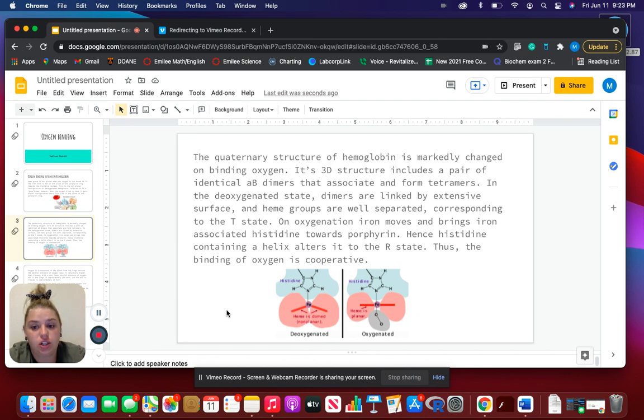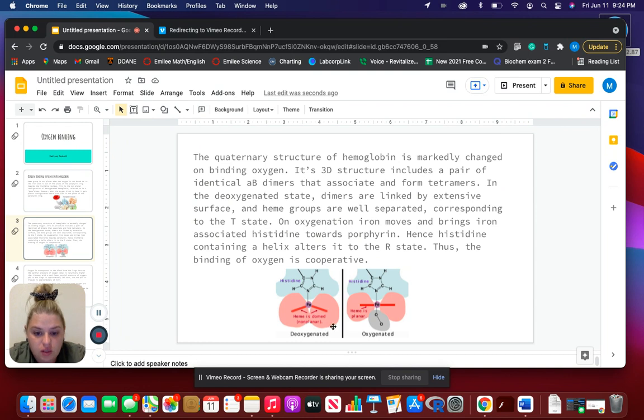The quaternary structure of hemoglobin is markedly changed on binding oxygen. Its 3D structure includes a pair of identical alpha and beta dimers that associate to form the tetramer. In the deoxygenated state, dimers are linked by extensive surface contacts, and the heme groups are well separated, corresponding to the T state, which we know is the tense state. Once oxygenated, the iron moves and brings the iron-associated histidine towards the porphyrin, so the histidine, which is contained in the alpha helix, alters it to the R state, the relaxed state. From here, the binding of oxygen is actually cooperative, which is what we want.